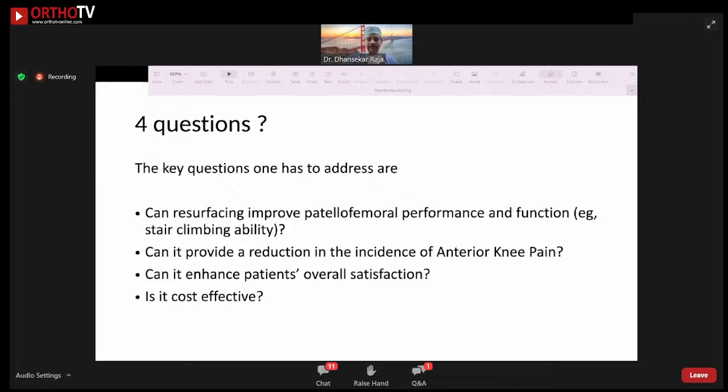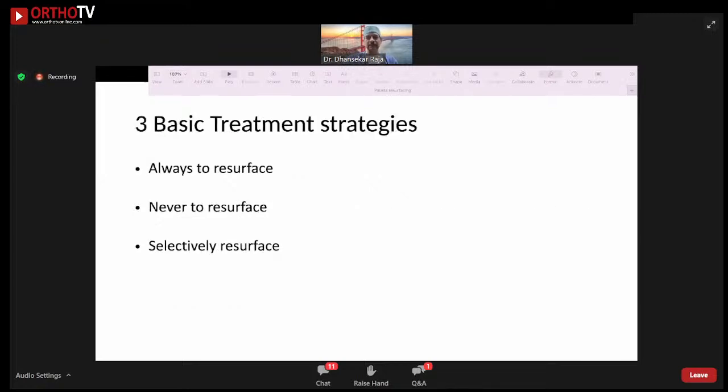And is it cost effective? So these are four questions generally we need to address when you're addressing the patella. Basically, there are three treatment strategies: always to resurface, never to resurface, and selectively resurface. So I moved from never to resurface to always resurface. Now I'm doing selective resurfacing.